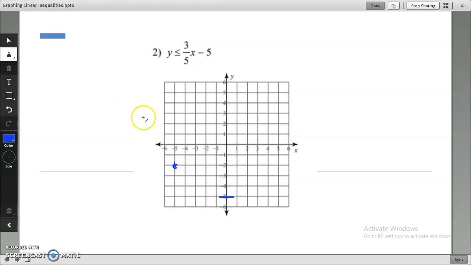So I'm just going to draw my line, something like that. We'll check it again with our graph. I'm sorry, I forgot to check to see if it should be a line or a dotted line, but it is thankfully a line because I have the equal to sign. It's less than, so this time everything below the line should be shaded.